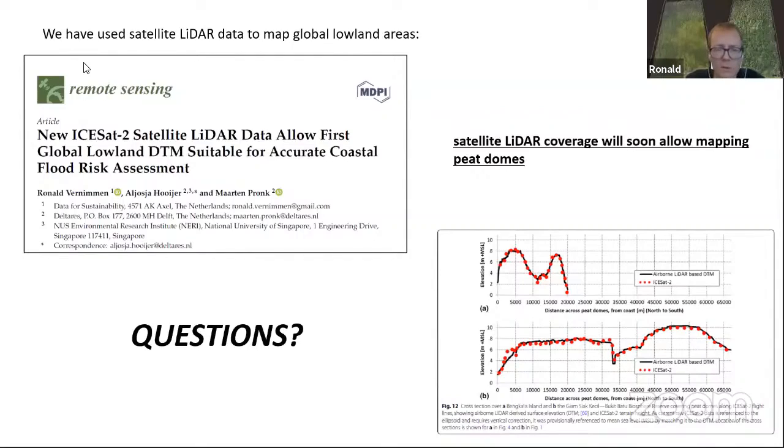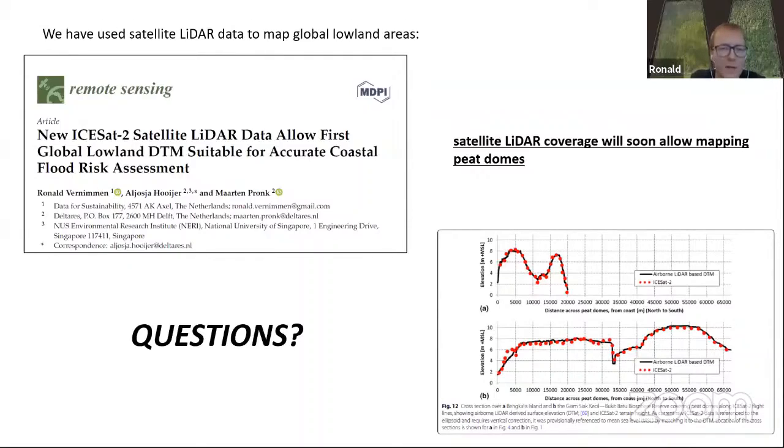We have been able to generate a global lowland DTM, the very first of its kind, which was found to be extremely accurate. At the moment, the satellites are still acquiring data, but in time, we expect, and actually we are currently working on that, to allow to map the peat dome.